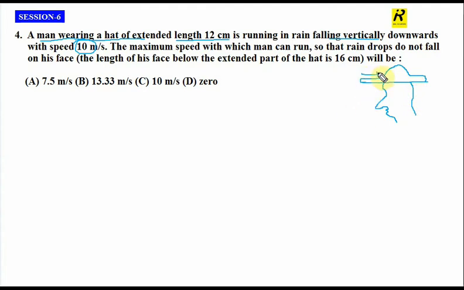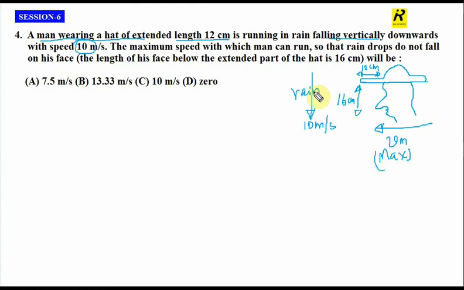So this length is 12 centimeter as it is said in the question, and his face is 16 centimeter down, like this, and rain is falling like this. This is the direction of the rain, and its speed is 10 meter per second. If the man starts to move like this with some speed Vm, how much maximum speed can he acquire so that none of the raindrops is able to hit his face? This is the condition. No raindrop should touch his face even though he is moving.